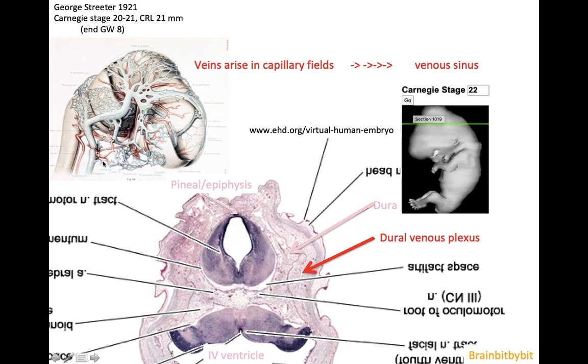And this drawing of a human embryo at the end of gestational week 8 is already from 1921, and you can see that the arteries are running in the center and the veins superficial. And this is from the Human Virtual Embryo Project, where you can also see that the dural venous plexus is located very superficial, if you look at the telencephalon and the hindbrain.